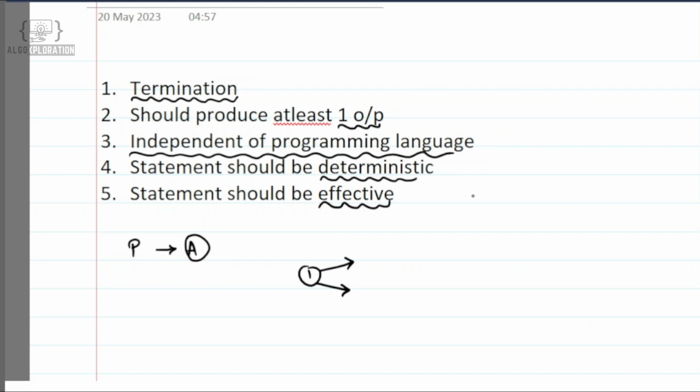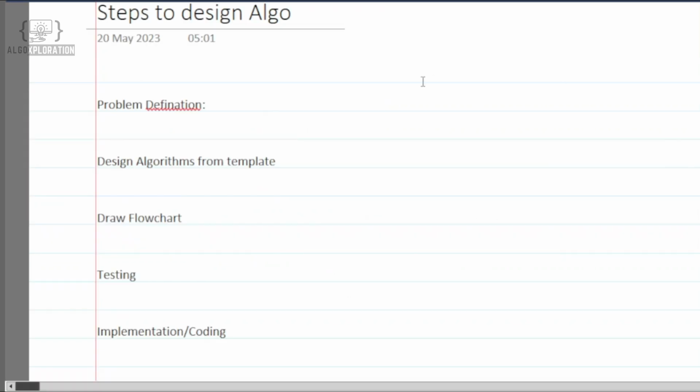The statement should be effective. Let's take an example: x equals x into 1. This means we are multiplying x with 1. It doesn't make any sense because x will be x only after that. So the statement should be effective. Now let's jump to the steps to design the algorithm.